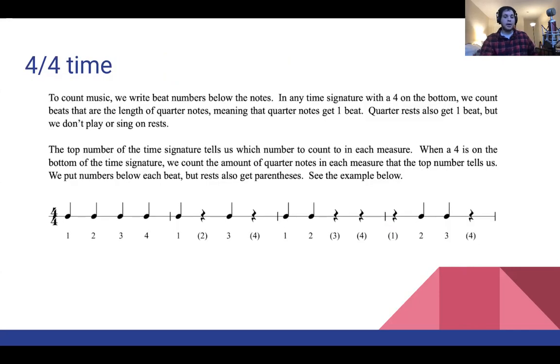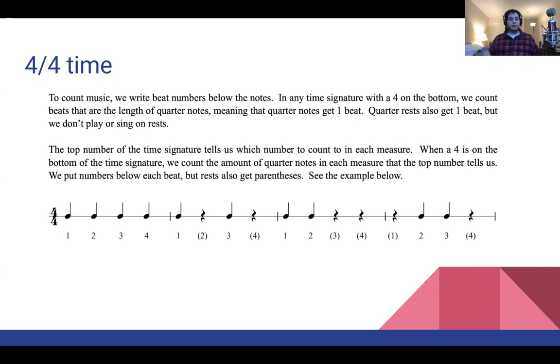So we're now getting to your assignment for this week. In 4/4 time, we can write the beat numbers below the notes, and we know that it's 4 quarter notes in a measure. We know this because there's a 4 on the bottom, so beats are the length of quarter notes, and the top number is a 4, so we know that there are 4 beats.